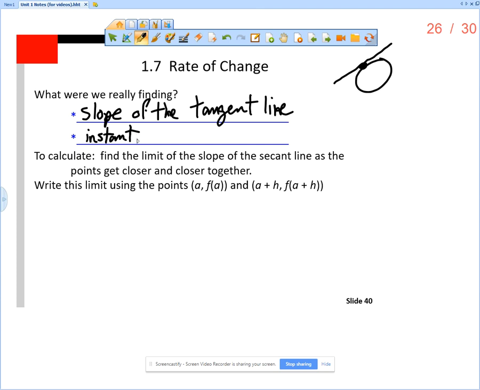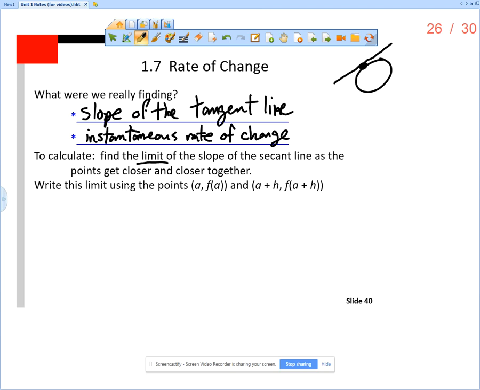So instantaneous rate of change. Okay, these two terms are pretty much interchangeable. All right, so make sure you have those written. Okay, now, how do we actually find the instantaneous rate of change? Well, what we're going to do is we're going to find the limit of the slope of the secant line as the points get closer and closer together.